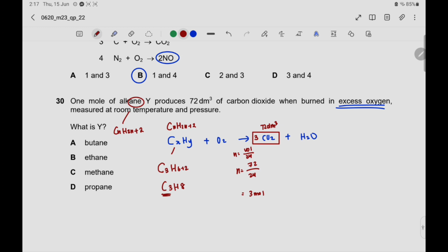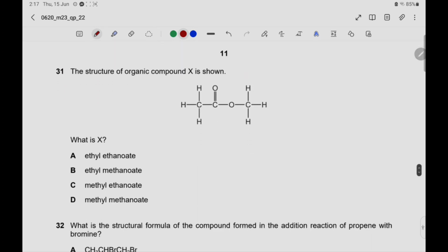Propane. Okay, propane. Butane is C4H10. Ethane is C2H6. You need to memorize this, yeah? Methane is CH4. So for this one, very simple.